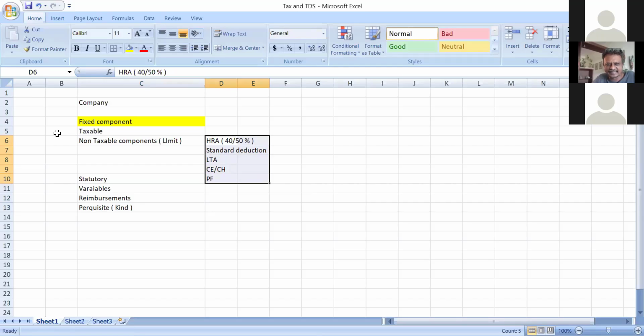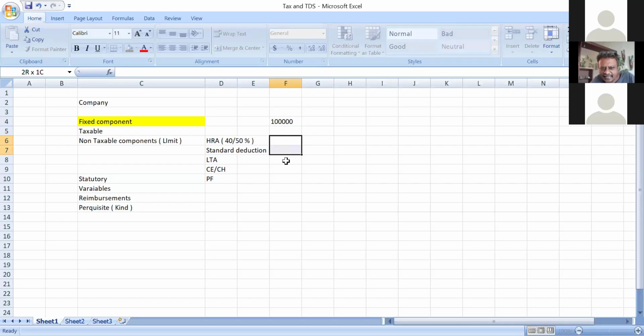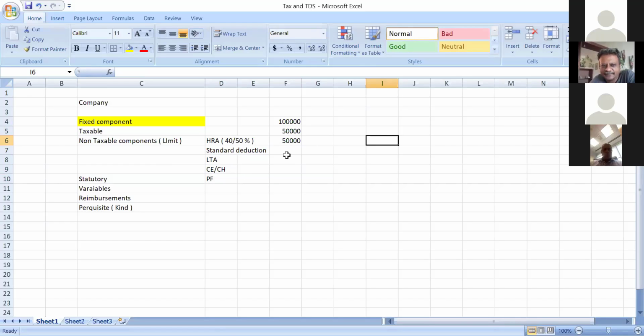Let us say I'm just taking an example. I'm paying you a fixed component of 1 lakh per month. After you deduct all these amounts, the taxable amount may be only 50,000 and the non-taxable amount around 50,000. It could be possible, I'm just taking it as an example. Are we okay with this? Yes. So after you remove all these components, what is left is this. PF is tax-free. Any amount paid towards ESI is also tax-free.